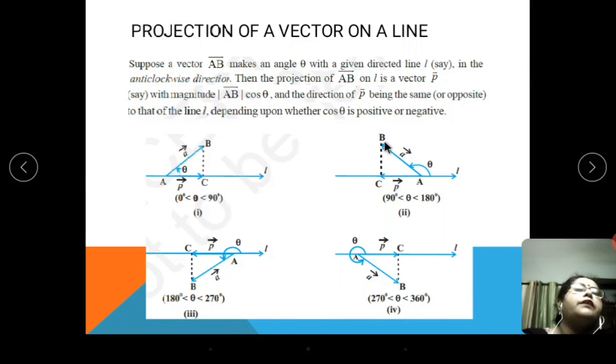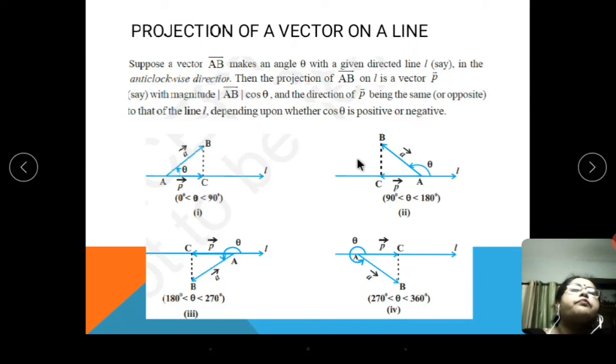And what is happening now, if we have drawn a perpendicular from here, of course this AC is directed towards the negative x-axis, or rather in this situation I can say it is a vector opposite to L, oppositely directed to L. If we look into 3 and 4, we will also see the same scenario. So therefore, if we have the vector A, then AC is the projection of the vector on this line.